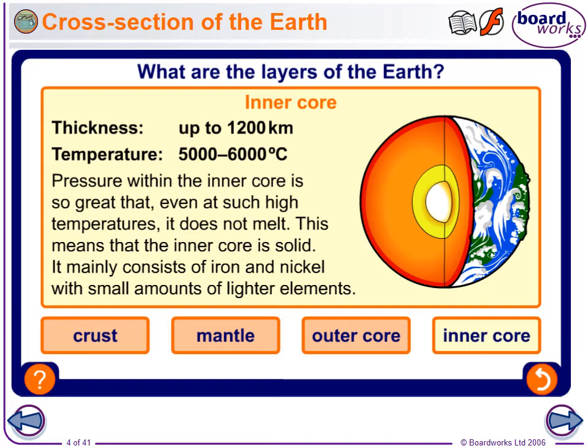The outer core has a thickness of up to 2,200 kilometers. The temperature can range between 4,000 and 5,000 degrees Celsius. The outer core is a liquid layer that is made up of molten iron and small amounts of nickel, sulfur and oxygen. As the Earth rotates, the outer core spins, and this generates the Earth's magnetic field. Pause the video here and copy the information on the screen.